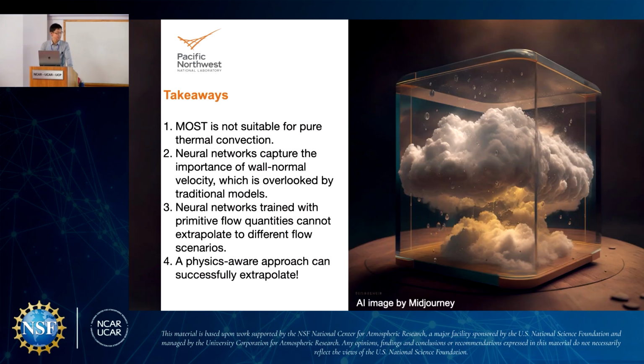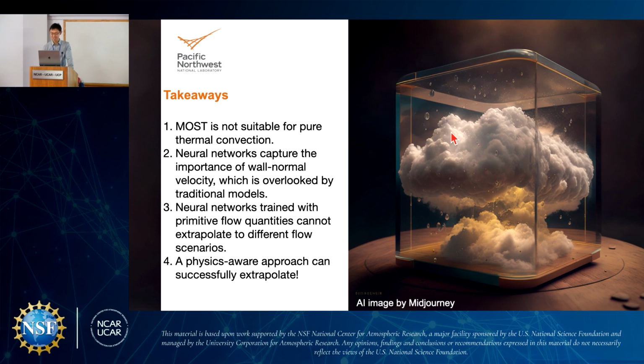So here are some takeaways. MOST, we show that it is not suitable for the pure thermal convection. And neural networks can capture the importance of the wall normal velocity, which is overlooked by the traditional models. The neural networks trained with primitive flow quantities cannot extrapolate to different flow scenarios, but a physics-aware approach can successfully extrapolate. And actually, this principle can also be found in this AI image.